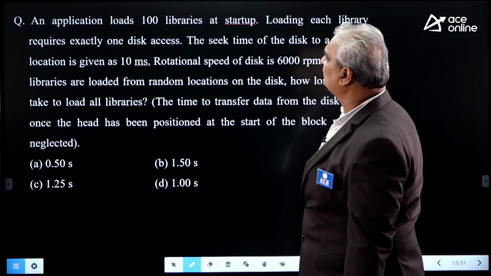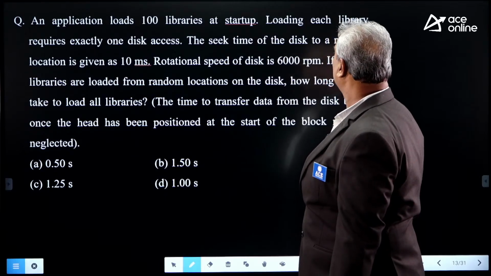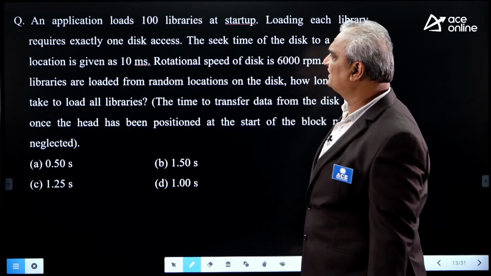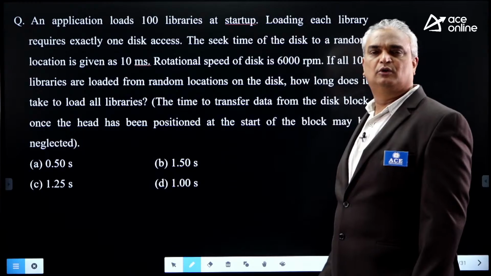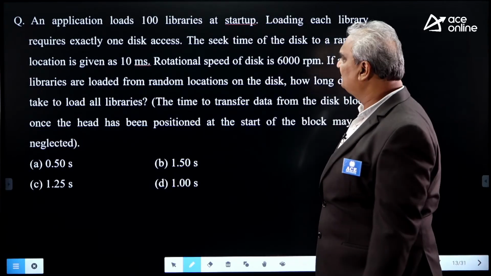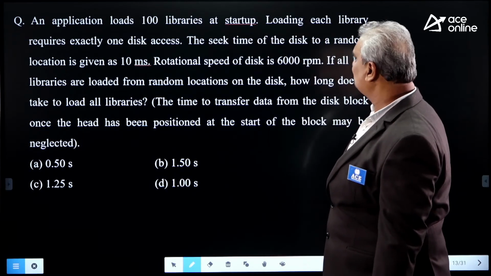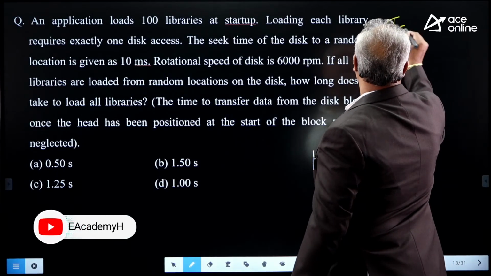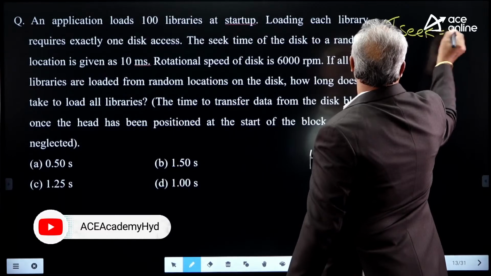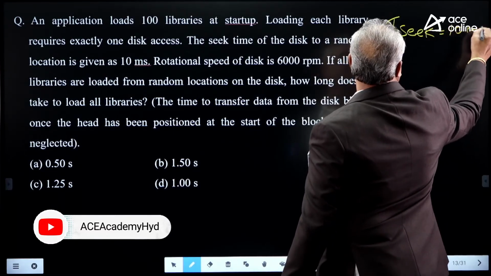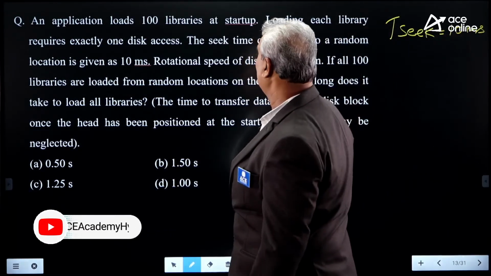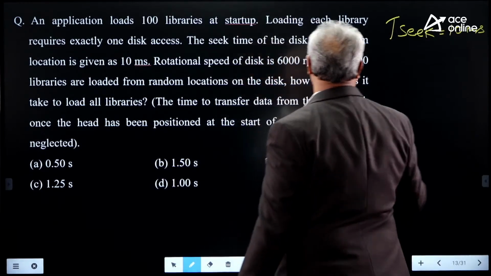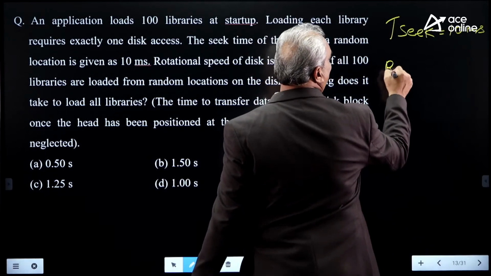An application loads 100 libraries at startup. Loading each library requires exactly one disk access. To load one library, one disk access is required. Seek time of the disk to a random location is given as 10 millisecond. What is seek time? T-seek, 10 millisecond. Next. Rotational speed of the disk is 6000 RPM.